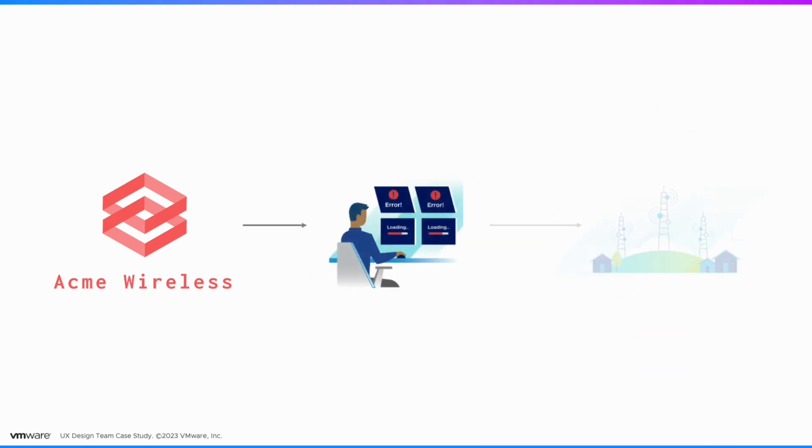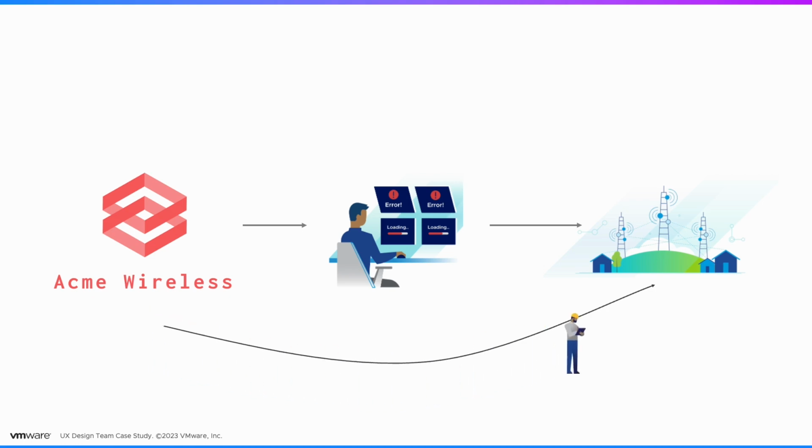Today, to optimize their networks, Acme is forced to use outdated and often unreliable software provided by the cell tower's hardware vendors. Or worse, they have to send a field engineer all the way to the cell tower to fix issues. All of this leads to slow reaction time.